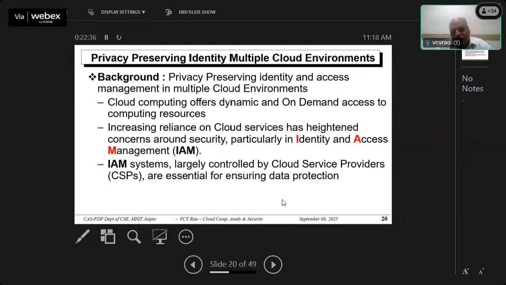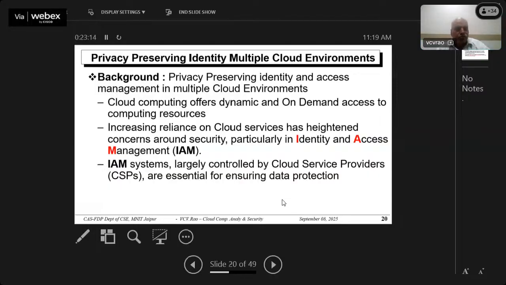Another area where we should get a high level view is the security with respect to the multiple cloud environment. In fact, today we are giving a high level overview. Maybe as time progresses in our FDP, many of them will talk in more detail. So what I'm talking about is identity in multiple cloud environments, privacy preserving. Let us know about the background.